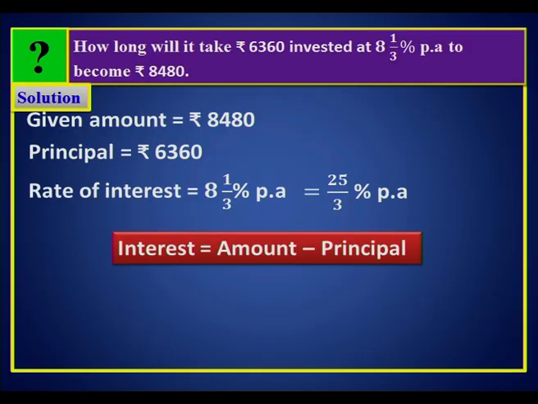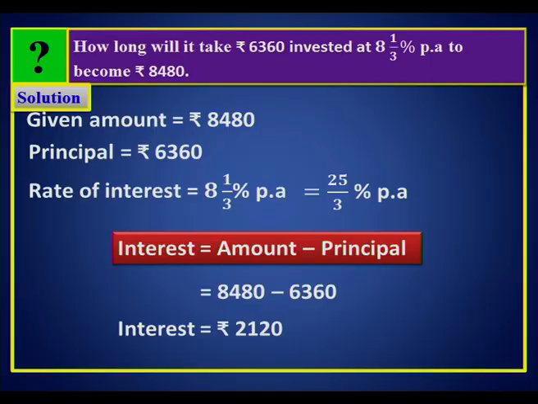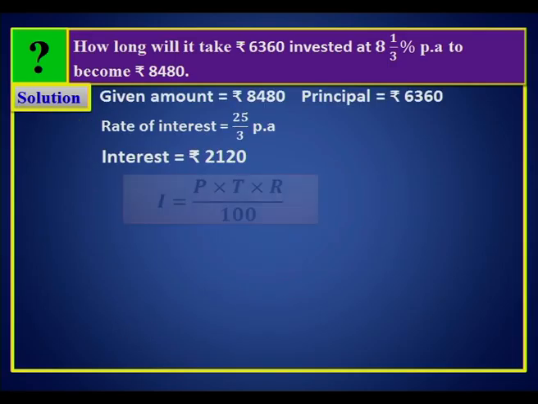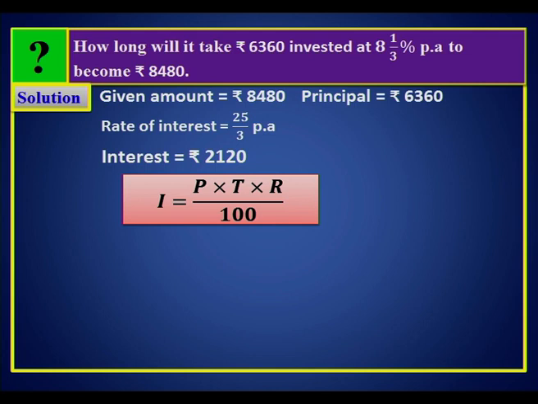Now, interest is given by amount minus principal. Now, let us substitute the values. 8,480 minus 6,360. On subtracting this, we get 2,120. So, this is the interest calculated on this amount. So, what is the formula to find interest, children? Yes, it is P into T into R by 100. Now, let us substitute the values of these and find the value of T.